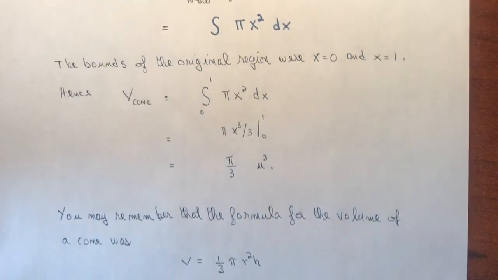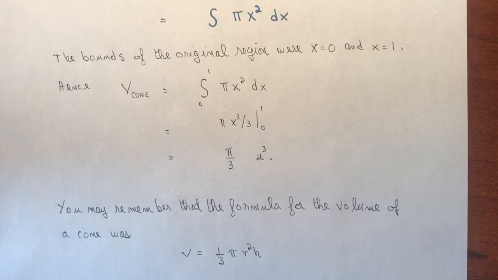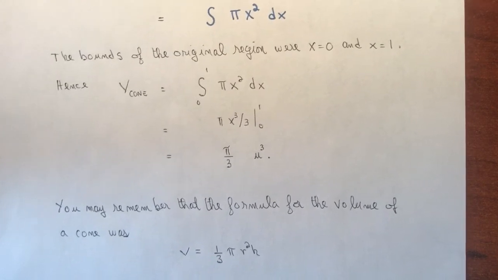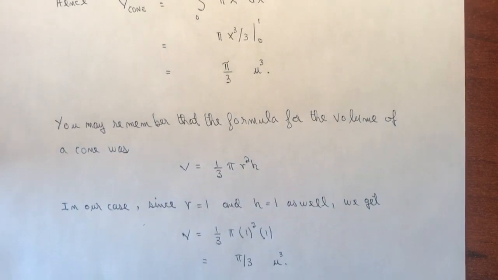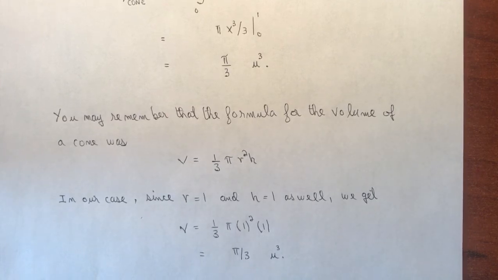Now you may remember that the formula for the volume of a cone, which we saw back in high school, is 1/3 pi r squared h. In this case, r equals 1 and h equals 1. By replacing these quantities into the formula 1/3 pi r squared h, we get 1/3 pi 1 squared times 1, which is basically pi over 3 cubic units.